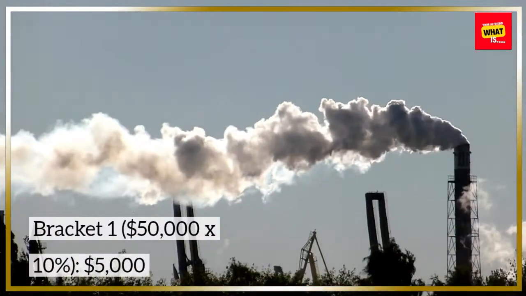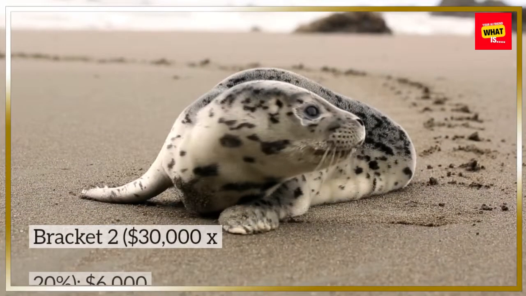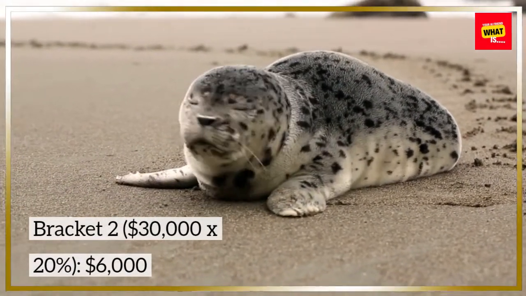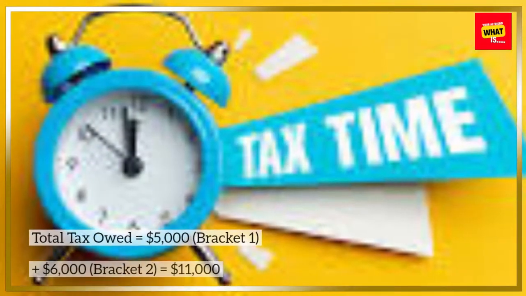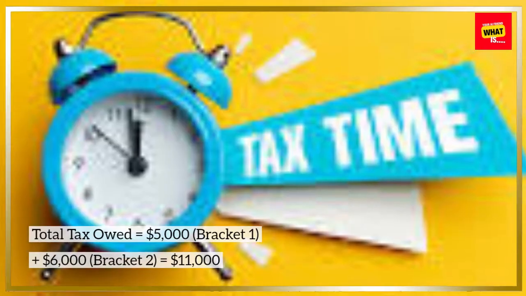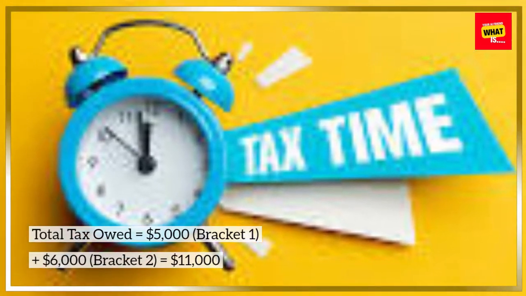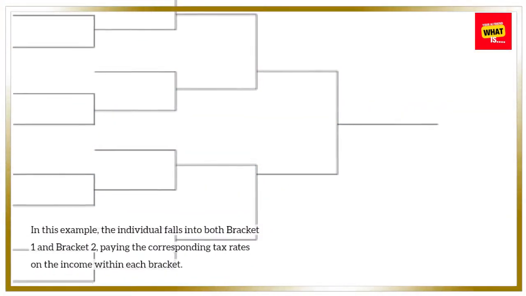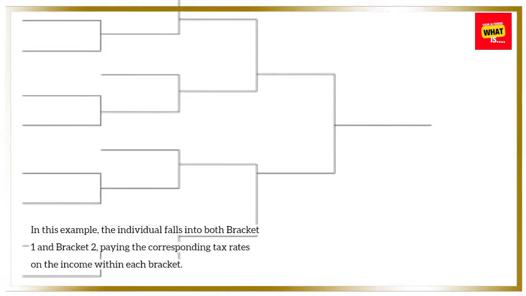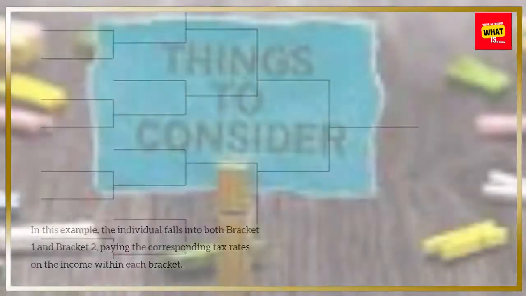Bracket 1, $50,000 times 10%, $5,000. Bracket 2, $30,000 times 20%, $6,000. Total tax owed equals $5,000, bracket 1, plus $6,000, bracket 2, equals $11,000. In this example, the individual falls into both bracket 1 and bracket 2, paying the corresponding tax rates on the income within each bracket.